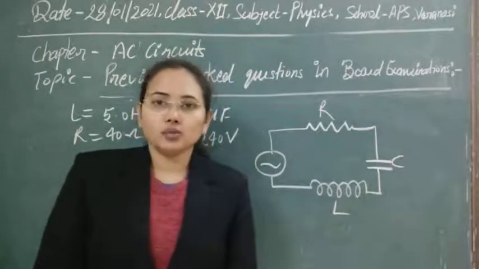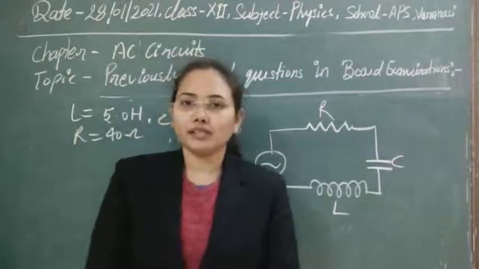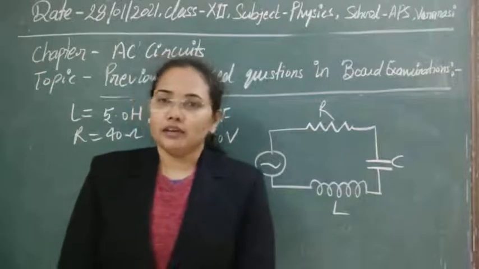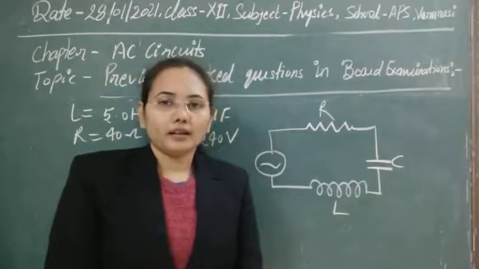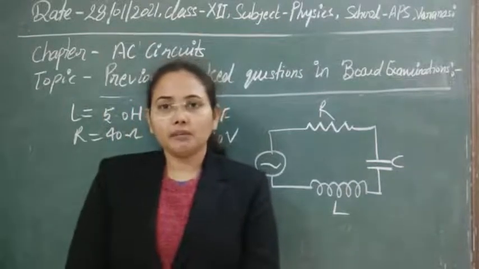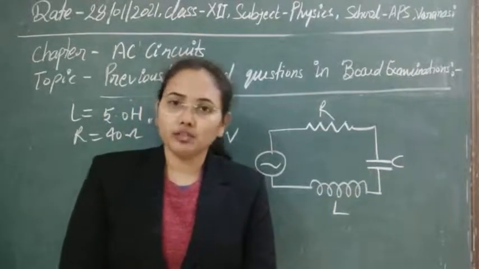Then that condition is known as resonance. This condition we have discussed in previous classes in the chapter on waves and oscillations. In that chapter you have seen three types of oscillations: simple harmonic motion, damped harmonic motion, and forced harmonic motion.